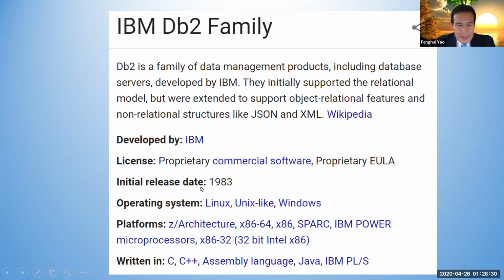Initially released in 1983, DB2 now runs on platforms like z Architecture, x86, SPARC, and IBM Power microprocessors. It is written in C, C++, assembly language, Java, and IBM PL/S. That's DB2.